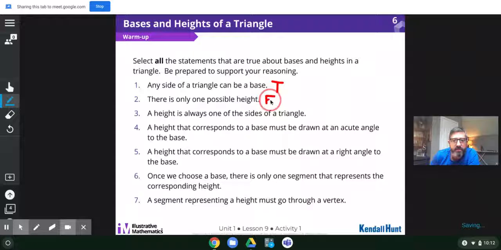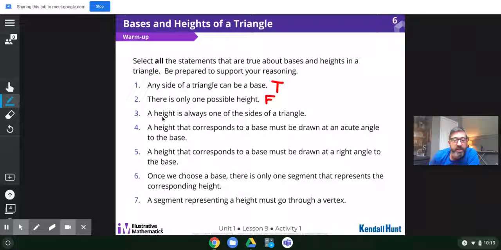How do we know that? Well, you can draw any perpendicular line, so as many lines as you can fit in there, really, from the base to the opposite vertex to get the height. And again, I always encourage you to draw it to the opposite corner instead of drawing it outside of the triangle, if at all possible, because that just makes it simpler for us.